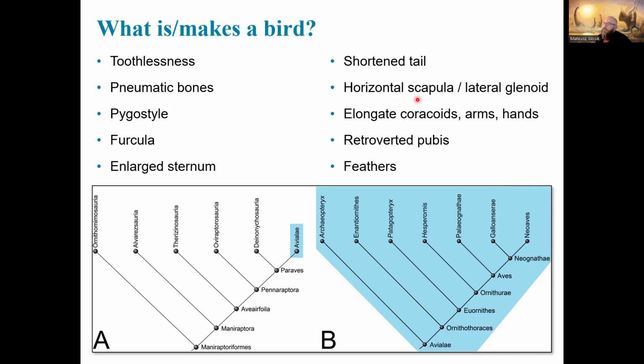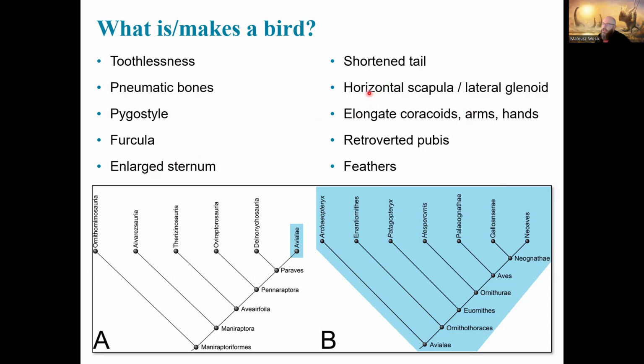There are lots of various characteristics that we can think of if we were to come up with a few features that we've learned so far up to this point, and perhaps that you might have known before. So things like pneumatic bones, toothlessness. So no bird today has teeth. Feathers, that retroverted pubis into more of that ornithischian condition that we've seen, so that bird-hipped condition. A shortened tail with that pygostyle.